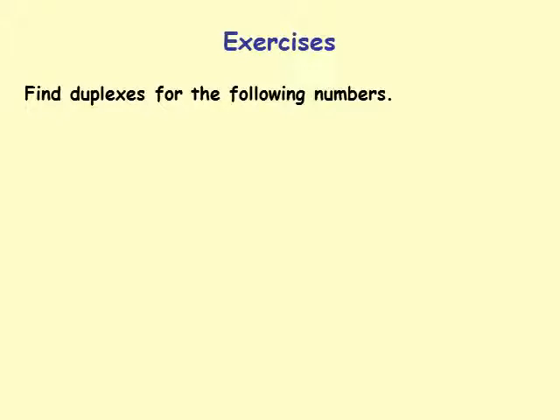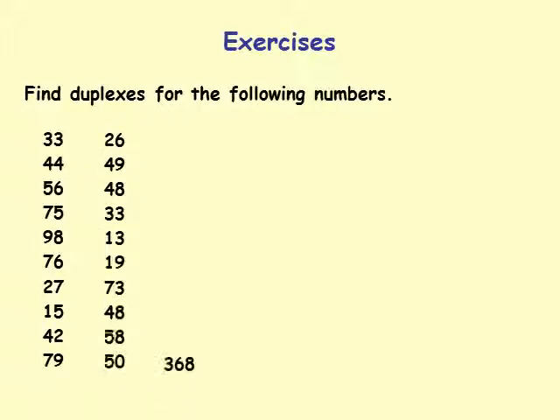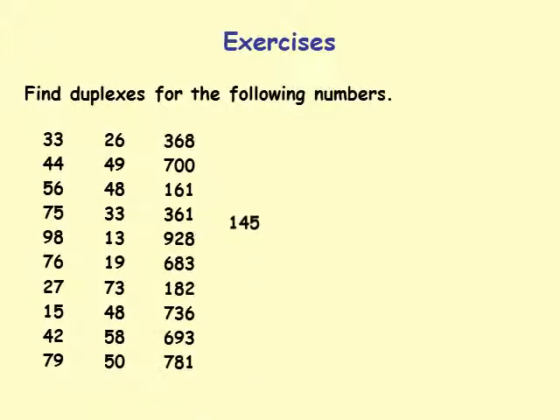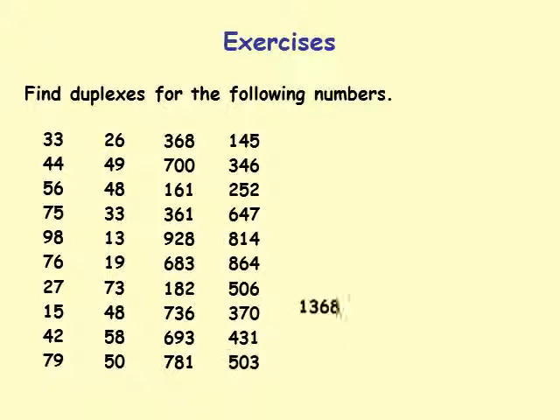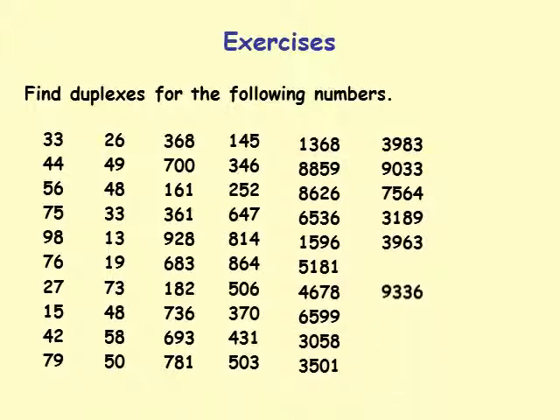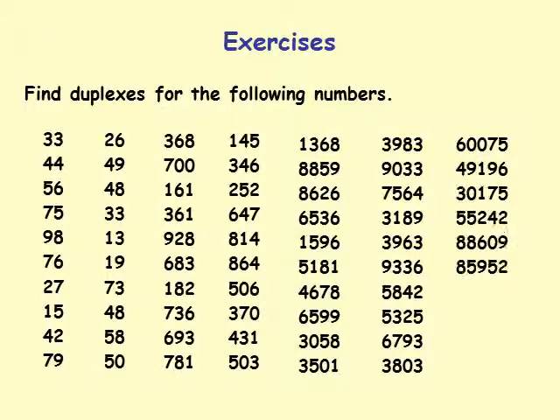Let's do some exercises now. Find duplexes for the following numbers. Two digit numbers: 33, 44, 56, 75, 98, 76, and some more. Now three digit numbers: 368, 4700, 161, and some more. Now four digit numbers: 1368, 58859, and some more. Now five digit numbers: 60075, 49196, and some more.